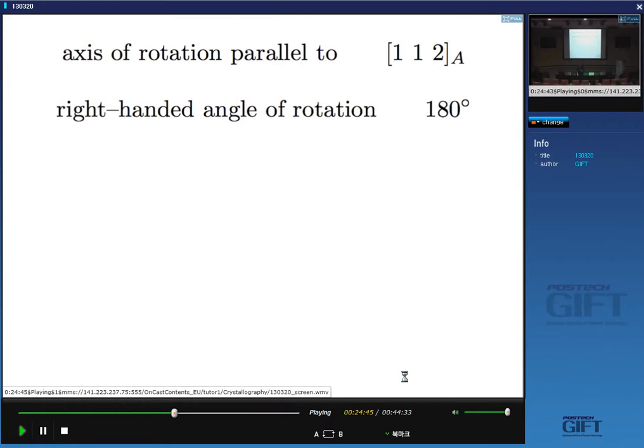So if it's 112, then the magnitude of the shortest 112 vector is root 6a, divided by the spacing, which is a over root 6. So the repeat is A, B, C, D, E, F, and then A, B, C, D, E, F again.